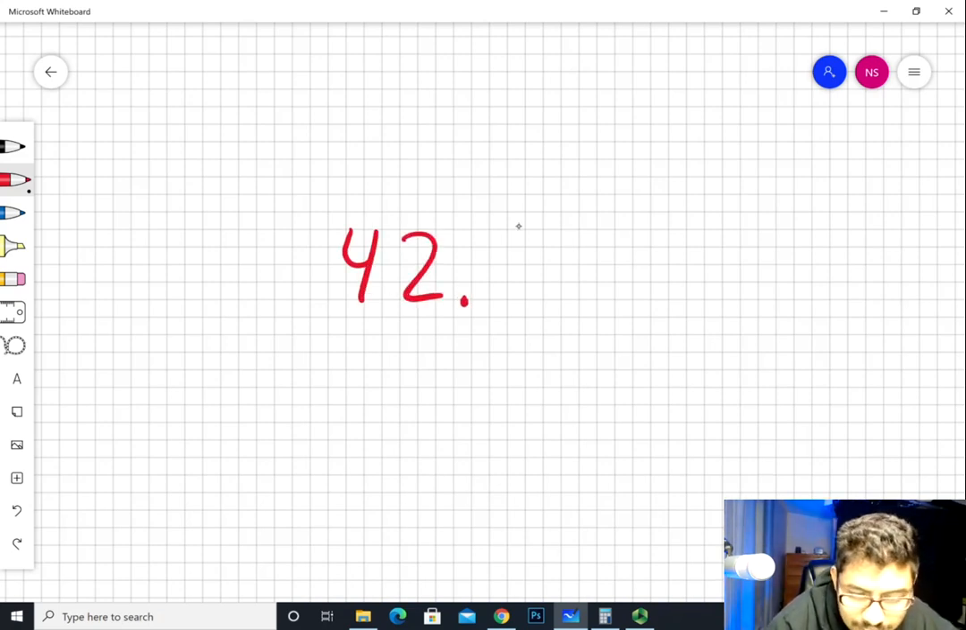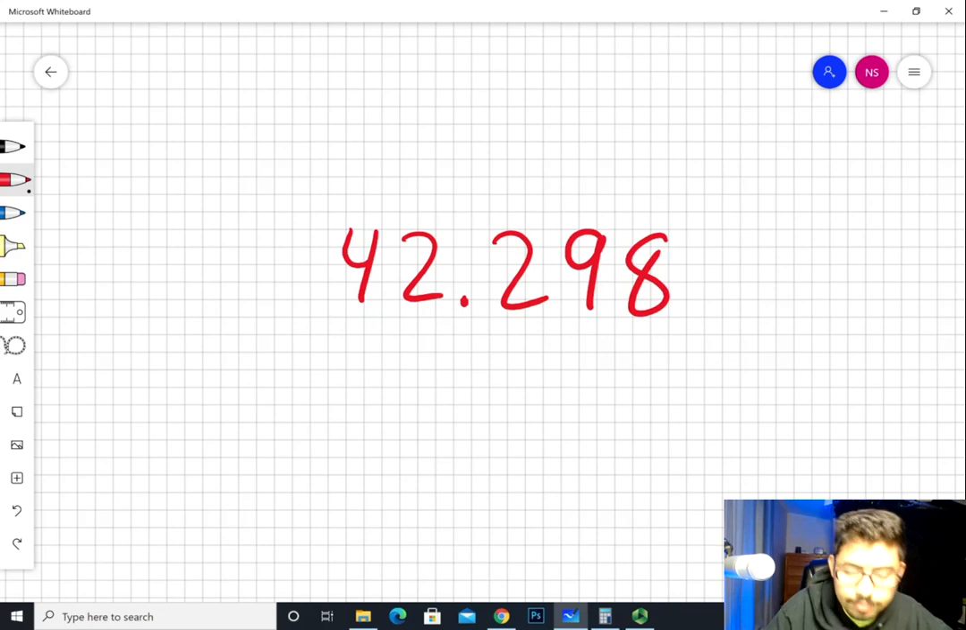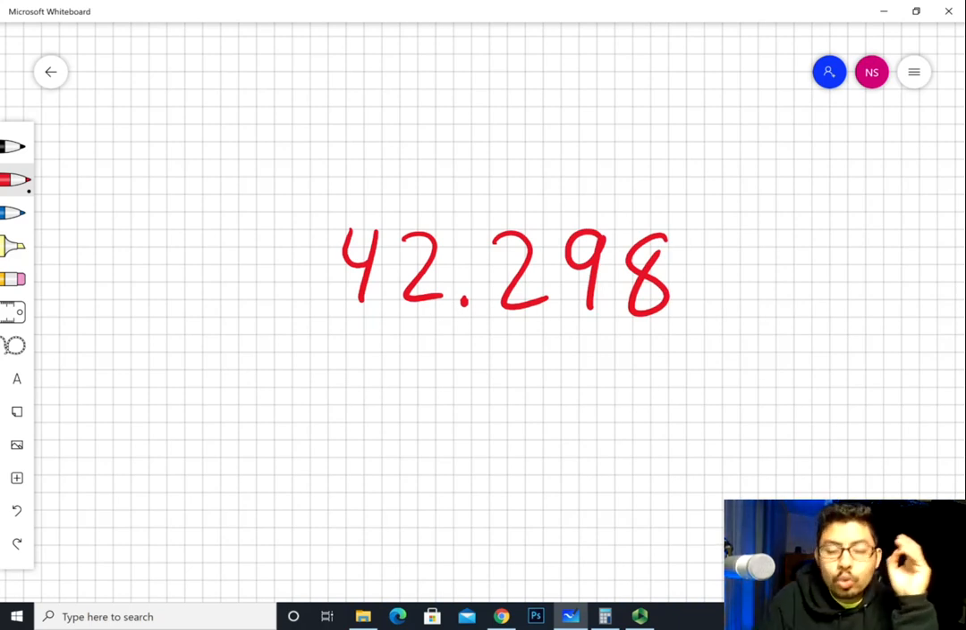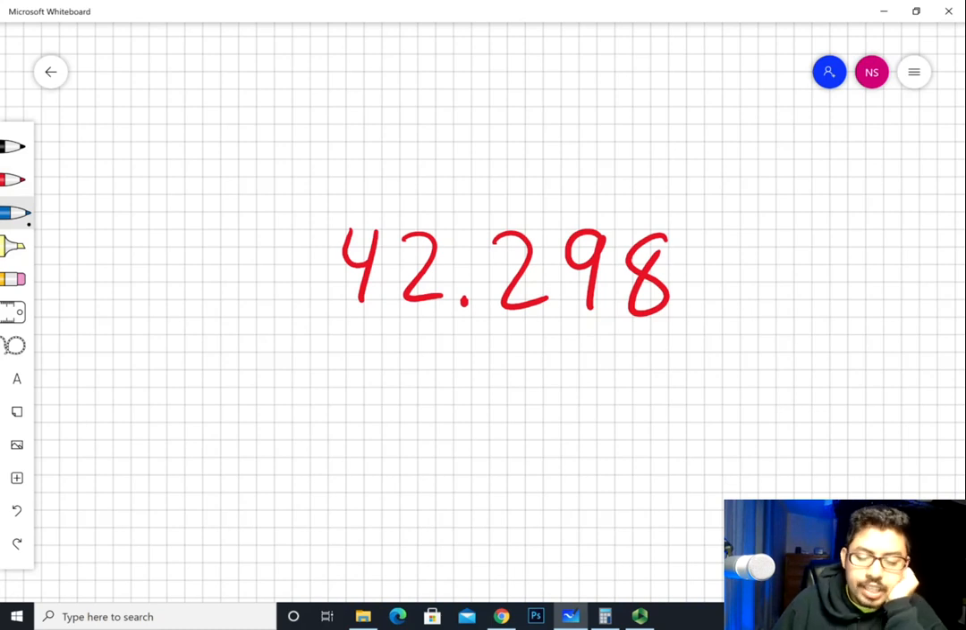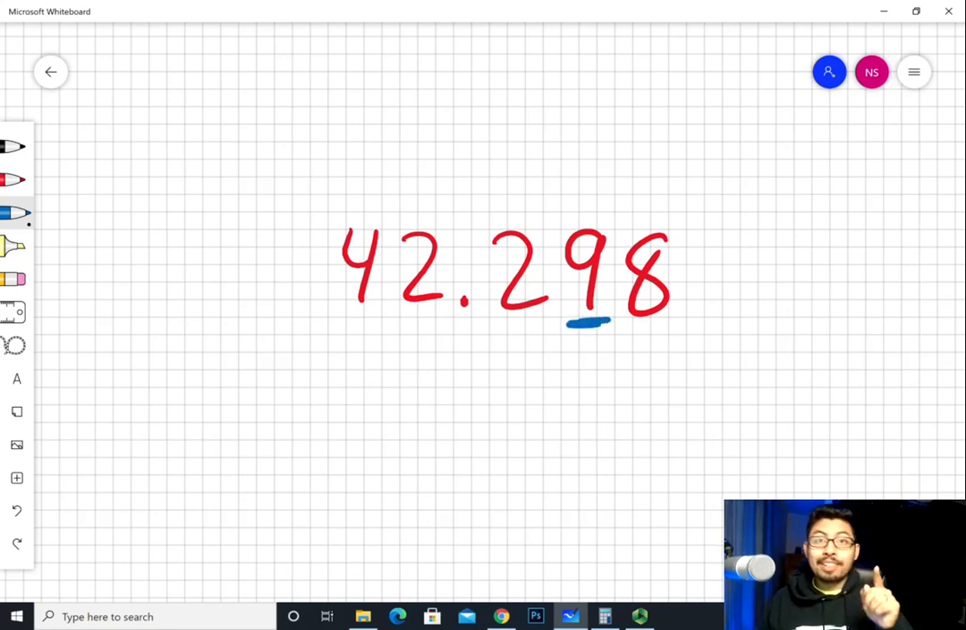42 point, let's say, 298. Okay, 42.298. So I want you to round this number to the nearest hundredths, my friend, which means the hundredths spot is right here. Remember, memorize your place values.